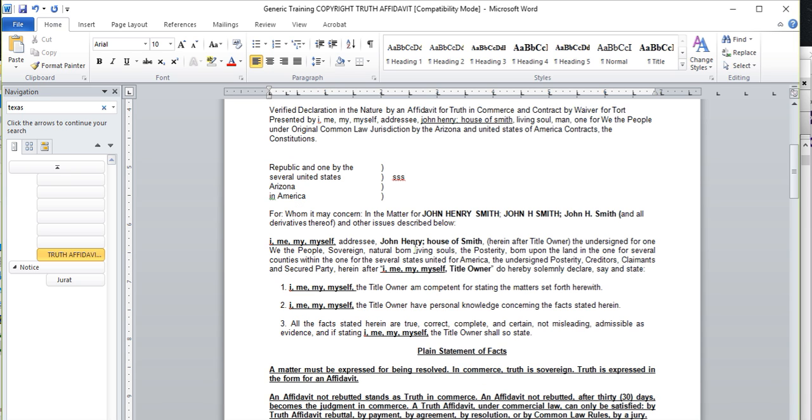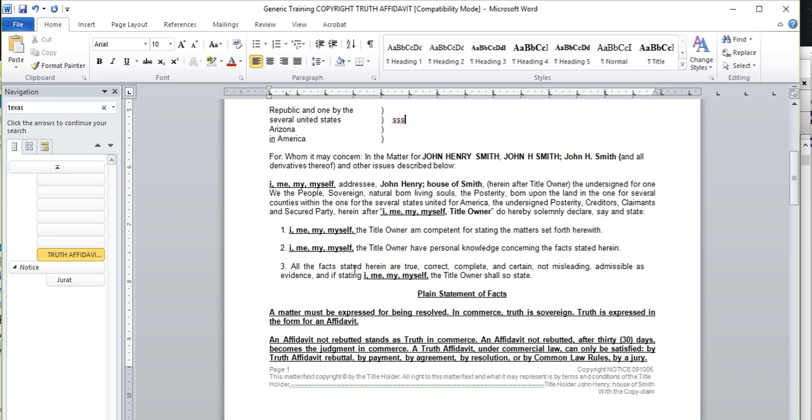Anyways, for whom it may concern in the matter of John Henry Smith, John H. Smith in upper and lower case, and all derivatives thereof and other issues described below. I, me, myself, John Henry Smith. As a matter of fact, I didn't change that. I forgot to. I want to use lowercase. House of Smith. Oops. Hereinafter the title owner, the undersigned, one of the we the people, born on the land of one of the several counties within one of the several states united for America.